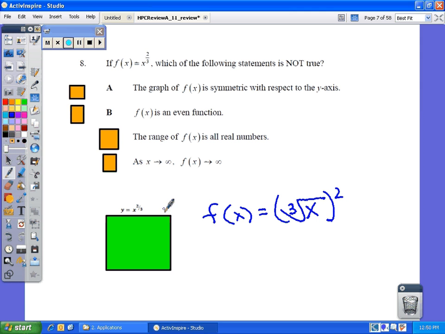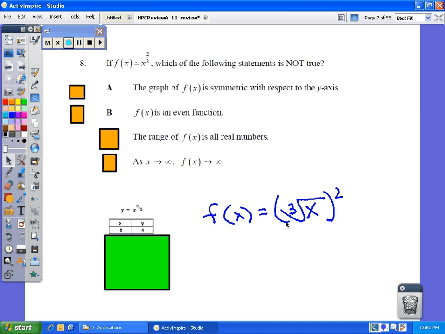So let's take a look at our table of values, which is what most of you will probably want to set up. Remember, this is not a calculator, so you're going to have to be smart about this. I want to put in a value that I can take the cube root of. And since 8 is a perfect cube, I'm going to use negative 8 as an input value, and the cube root of that is negative 2. But when you square negative 2, you get a positive 4.